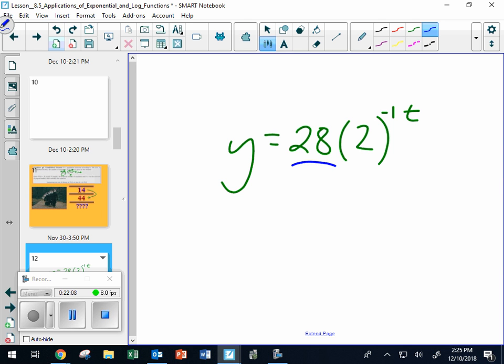That's the starting value. Started with 28. And instead of e, I put a 2. Sometimes they'll give you 2, sometimes they'll give you e. Why do you think 2 is used a lot? Because it has to do with half-life or doubling. You've heard of things doubling before, right?